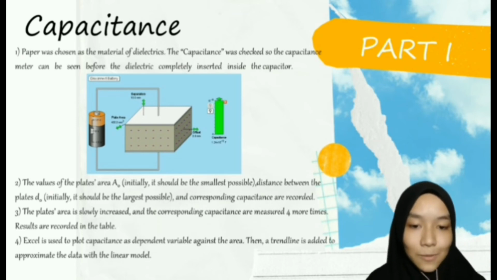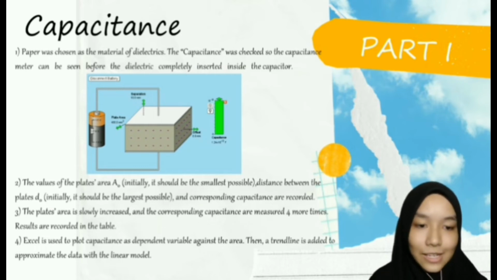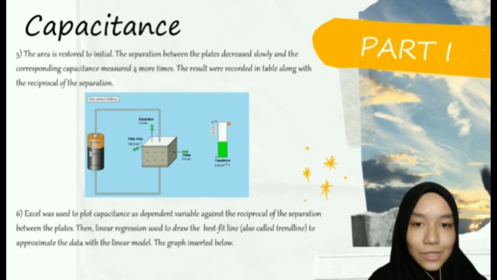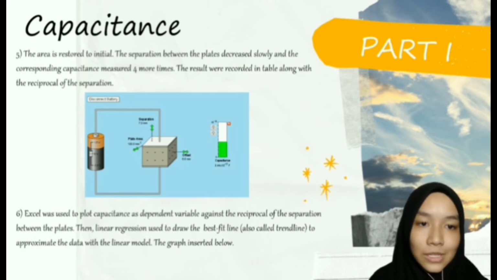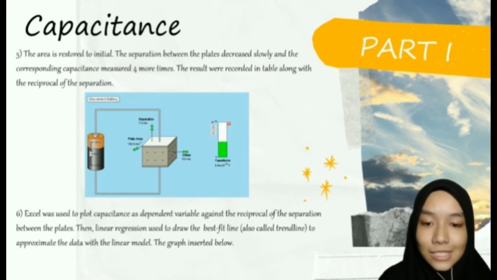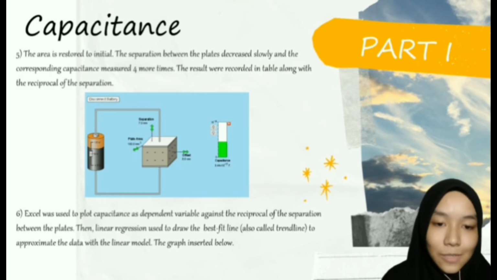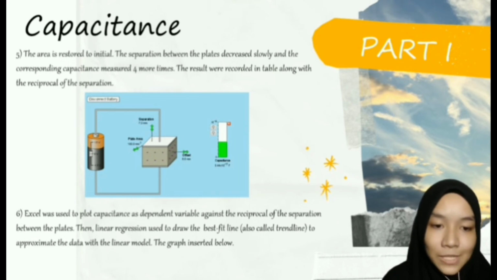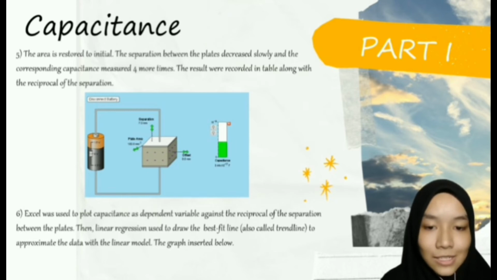Excel is used to plot the capacitance as the dependent variable against the area. Then a trend line is added to approximate the data with the linear model. Next, the area is restored to the initial value. The separation between the plates is decreased slowly and the corresponding capacitance is measured several more times. The results were recorded in a table along with the reciprocal of the separation. Just like before, Excel was used to plot capacitance as the dependent variable against the reciprocal of the separation between the plates. Then linear regression was used to draw the best fit line to approximate the data with the linear model.